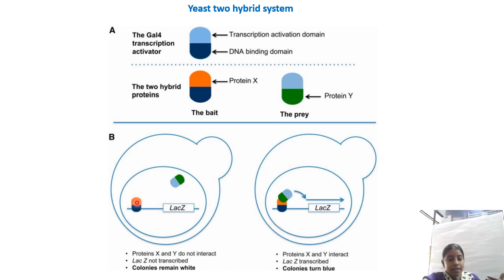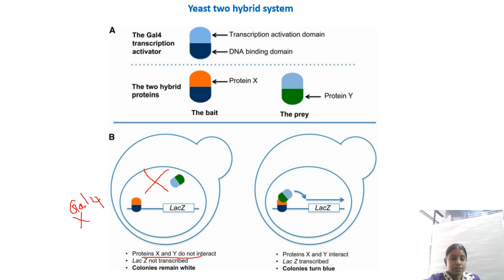So what happens when protein X and Y do not interact? As you can see here, protein X and Y are not putative protein partners, so they are not at all interacting. If they do not interact, then the functional Gal4 is not going to be formed. There won't be functional Gal4. So the LacZ cannot be transcribed, and the blue colored product cannot result from the X-gal substrate. Then the colonies remain white.